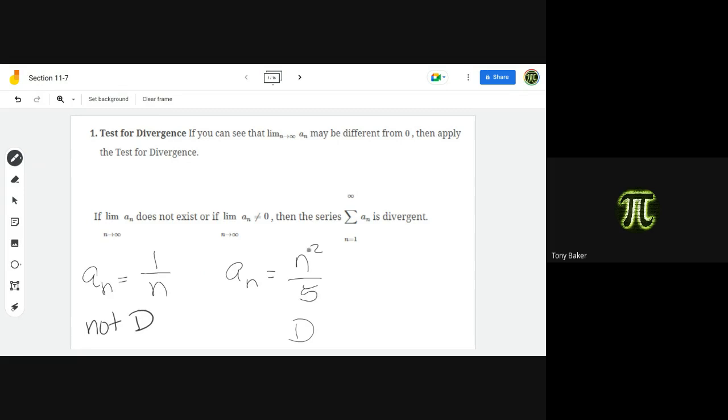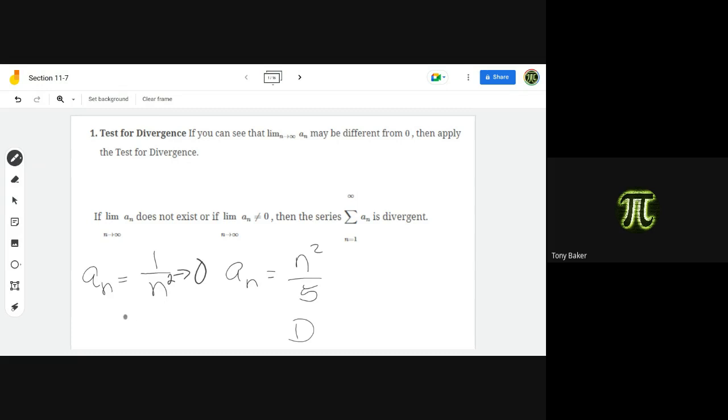And a lot of your simple polynomial type problems, based on this test, we can't tell that it's divergent because it goes to 0. This one goes to 0, so this test doesn't work. It is convergent, or it is divergent, but not because of this test. So I'll just solve this problem. An example of one where the test for divergence shows that it's not divergent, but it's not convergent.